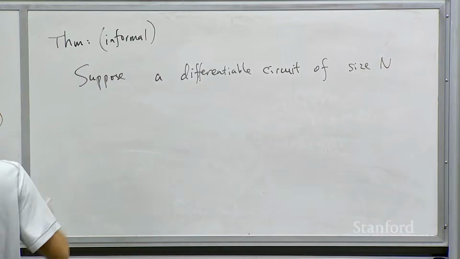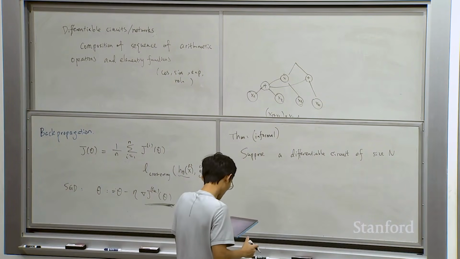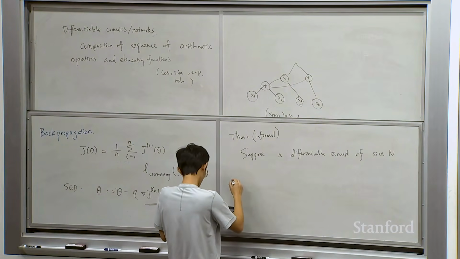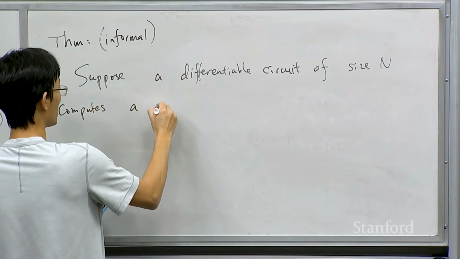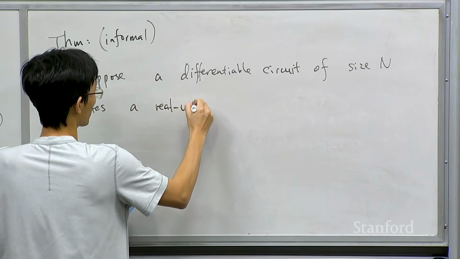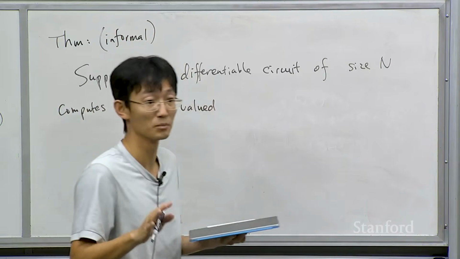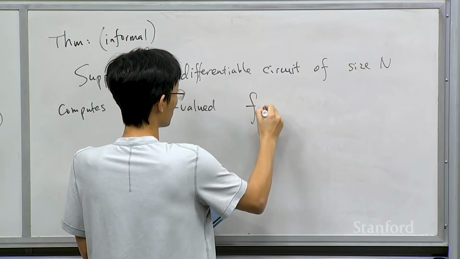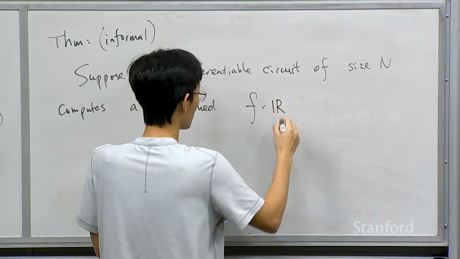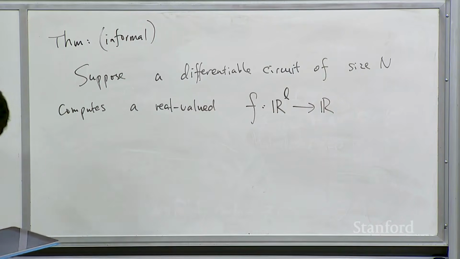Size means how many operations you have. So a circuit of size n computes a real-valued function. I'm only thinking about a circuit with only one output, a scalar output, because that simplifies my life a little bit. So a real-valued function, let's say this function is f. This is the circuit's job: computing a function that maps L inputs to one scalar.